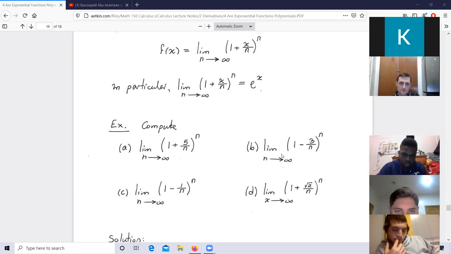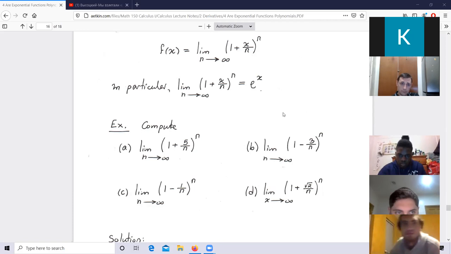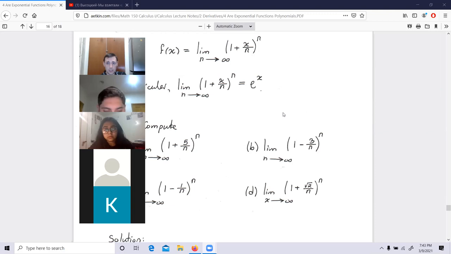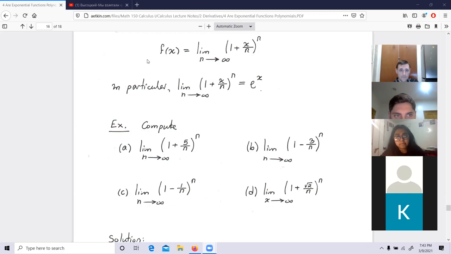Thank you, Jaspreet. Exactly. e to the power of 5 is a. What is b? Careful. Look at the values here. It's minus here. So what does it make it? Yes. Very good. e to the minus 3. You see why? Because it's plus minus 3 as the power. Exactly, Jeffrey. So what about c, guys?